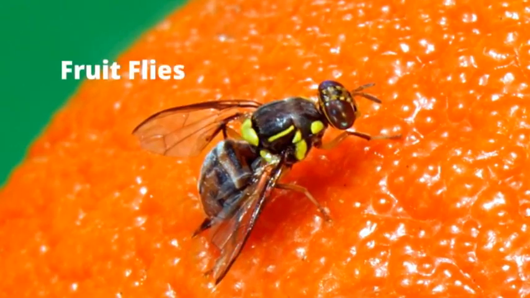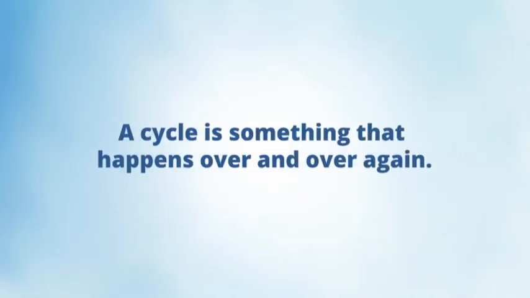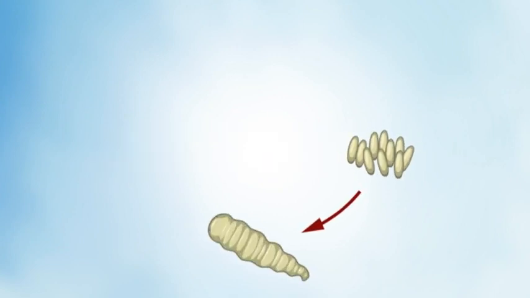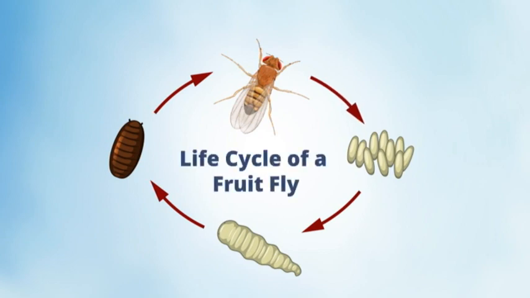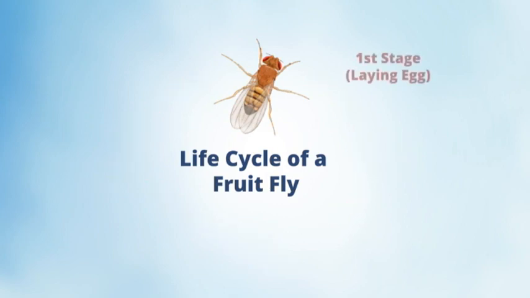Fruit flies. A cycle is something that happens over and over again. The life cycle of any species repeats itself over and over. As you can see from the diagram, the life cycle of a fruit fly has 4 stages. In the first stage, the adult fly lays eggs. The yolk inside each egg hatches by chewing its way through the egg.